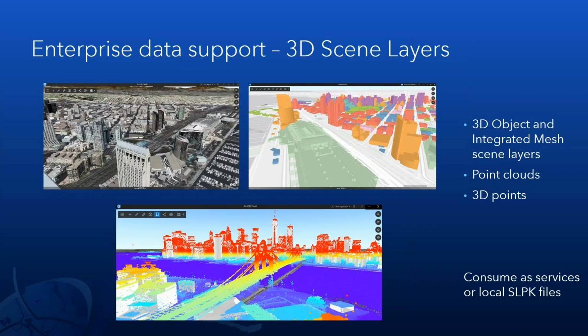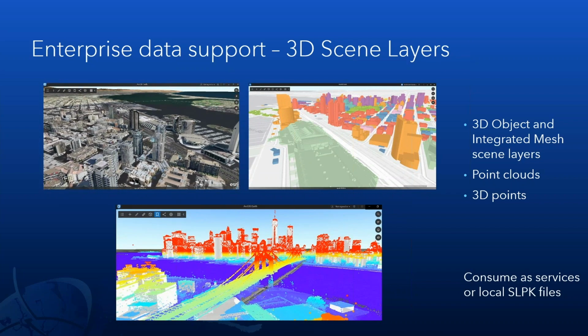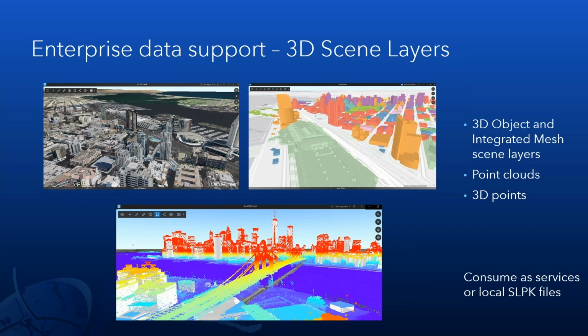And ArcGIS Earth supports 3D scene layers as well. It's able to view a variety of 3D content in the same manner as other applications across the platform, including 3D objects and integrated mesh scene layers, point clouds, and 3D points. And users can consume these layers as services or locally as a scene layer package file.